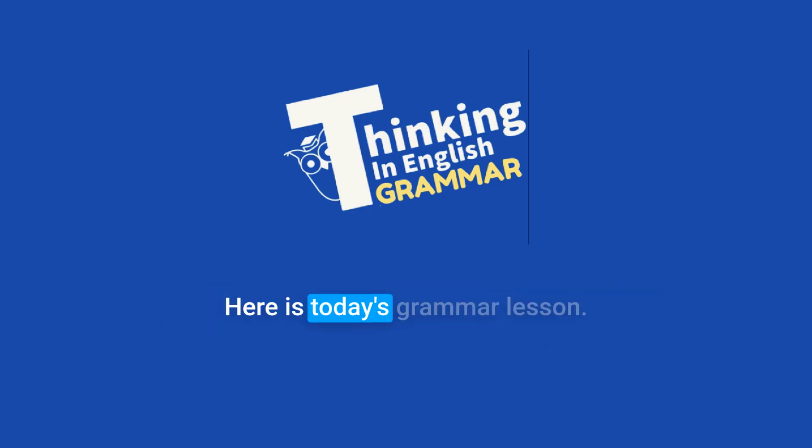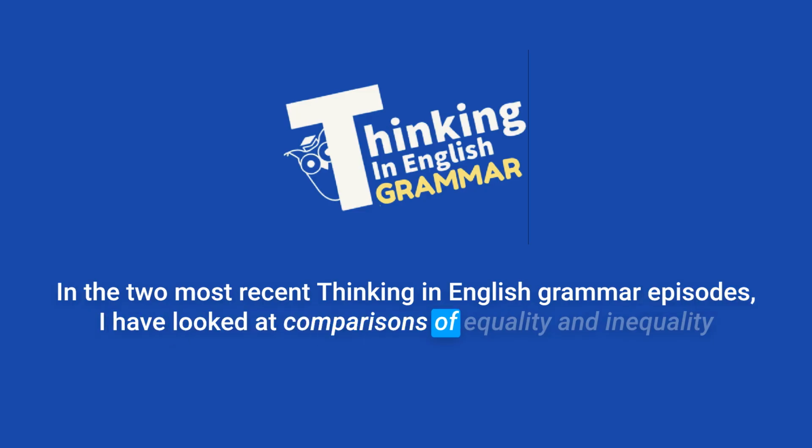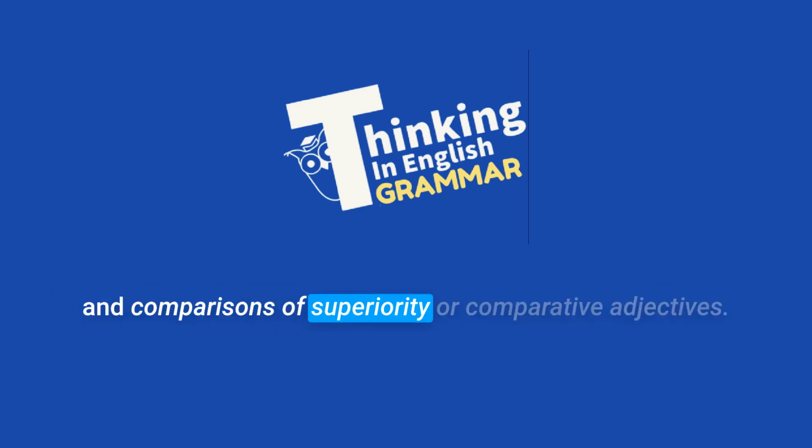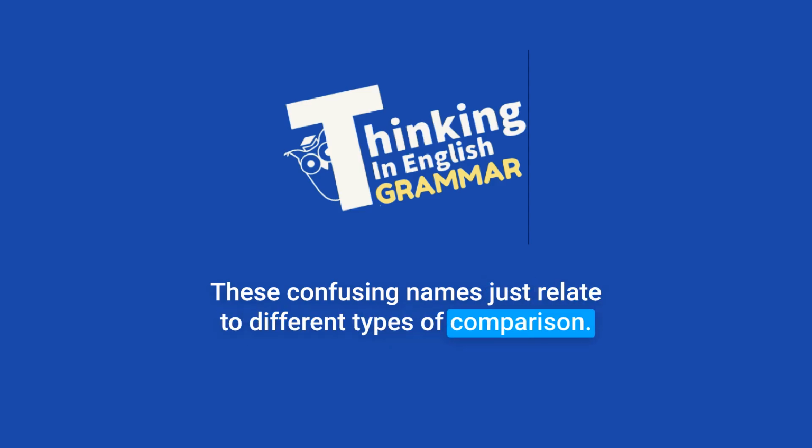Here is today's grammar lesson. In the 2 most recent Thinking in English grammar episodes, I have looked at comparisons of equality and inequality and comparisons of superiority or comparative adjectives. These confusing names just relate to different types of comparison.